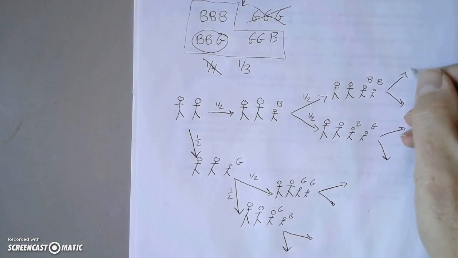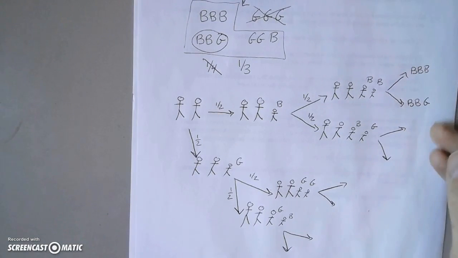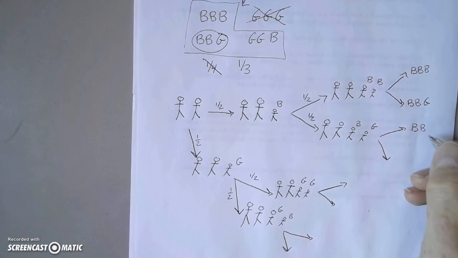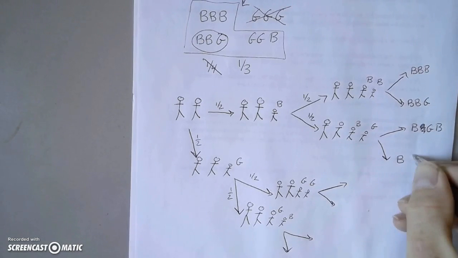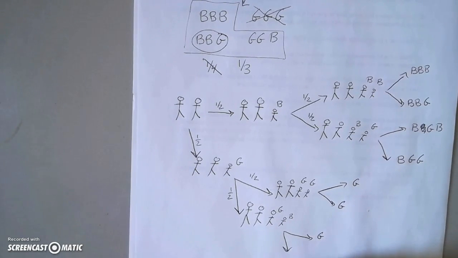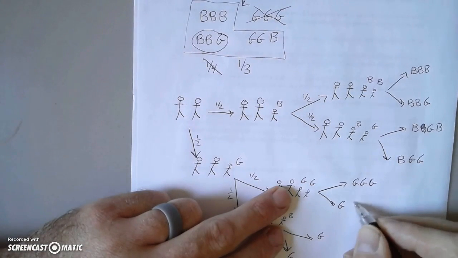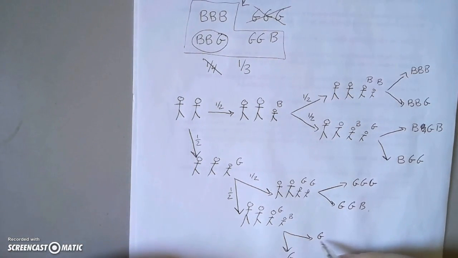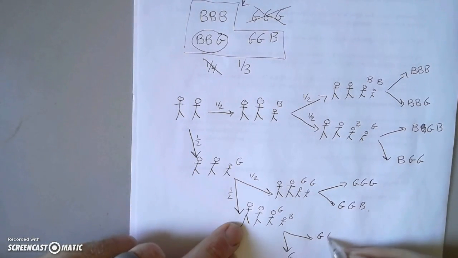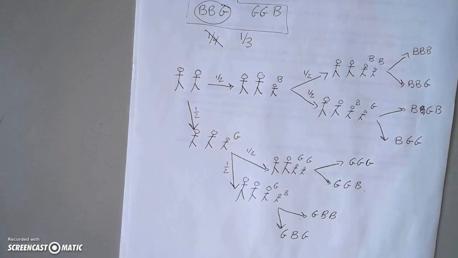So what are the outcomes? Well, you could have boy, boy, boy. You could have boy, boy, and a girl. Finally, you could have boy, girl, boy, boy, girl, girl. We're down here where girls were the firstborn. You could have 2 girls and then a 3rd girl, 2 girls and then a boy. Or you could have a girl, a boy, and then another boy, or a girl, a boy, and another girl. So these outcomes are all equally likely.